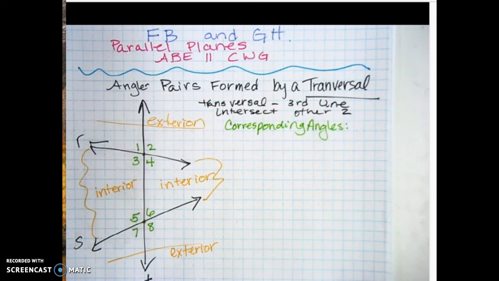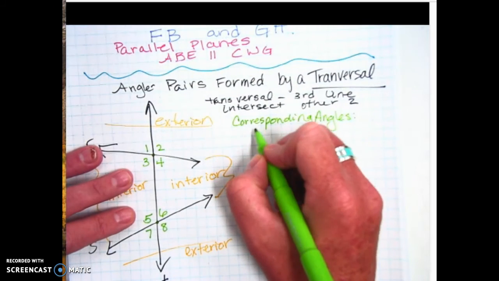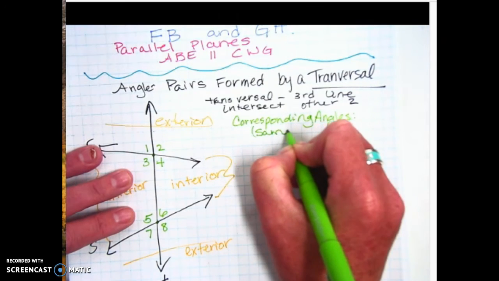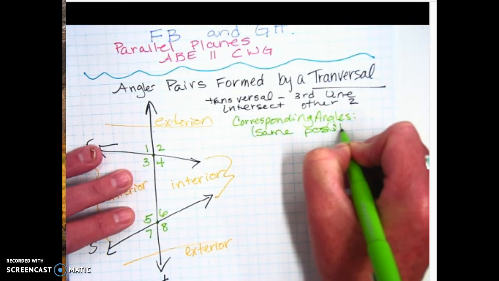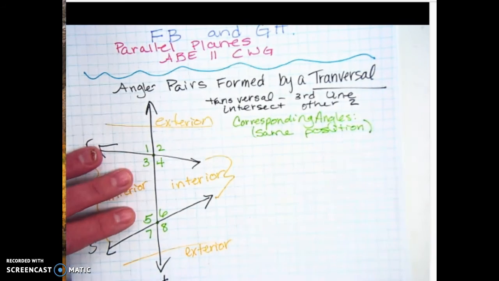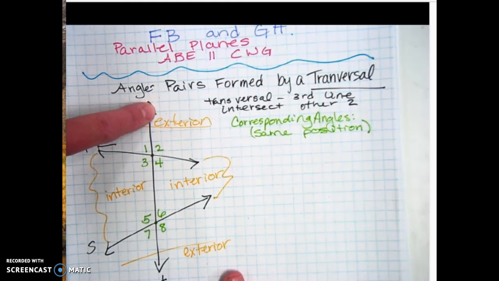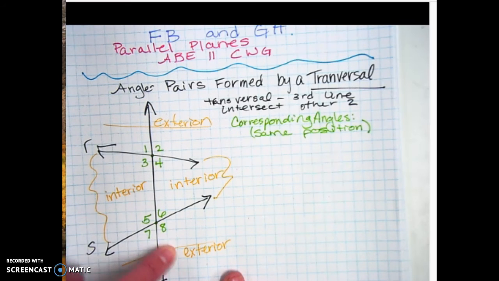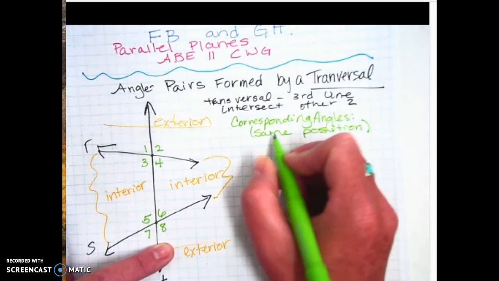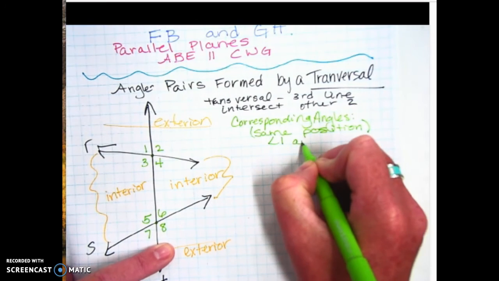Does anybody know what the word corresponding means? Okay, corresponding means they match up, or in this case, they're going to be in the same position. So if we look at angle 1 right here, and then we follow that transversal down, which of these angles is going to be in the same position as angle 1? 5. So you're going to say angle 1 and angle 5.